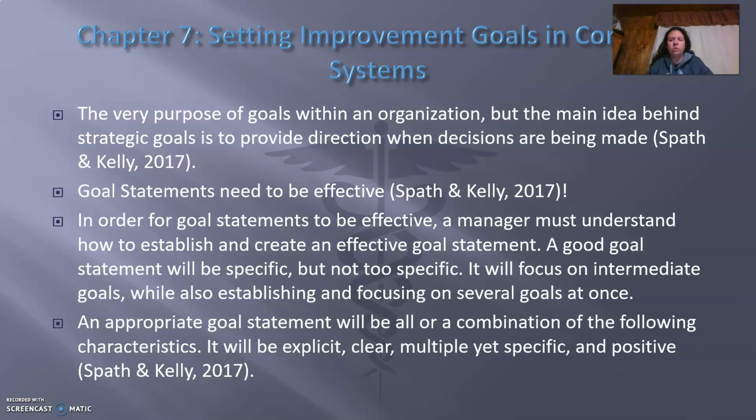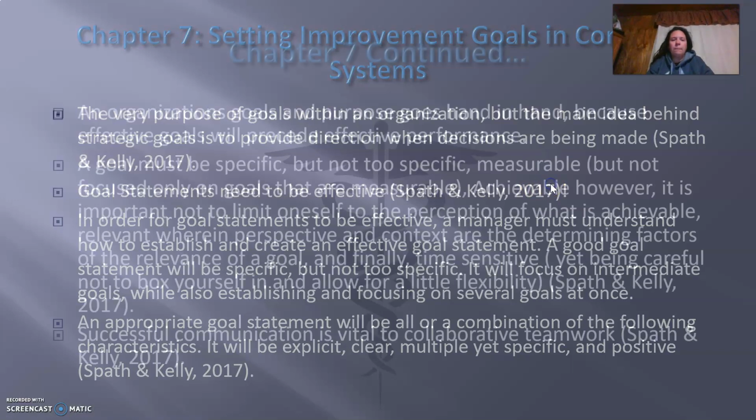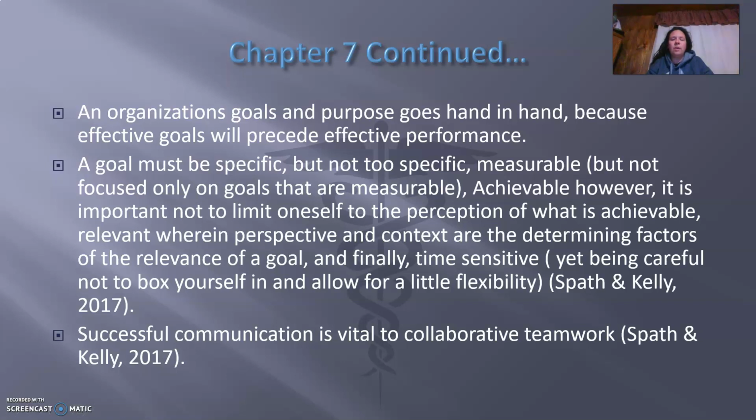An appropriate goal statement will be a combination or all of the following characteristics. It will be explicit, clear, multiple yet specific as mentioned above, and positive. An organization's goals and purposes go hand in hand, because effective goals will precede effective performance, and performance leads to purpose. Goals must be specific but not too specific, measurable but not focused only on goals that are measurable. You can't focus yourself into a box. You have to leave room for flexibility and adaptation as things change.